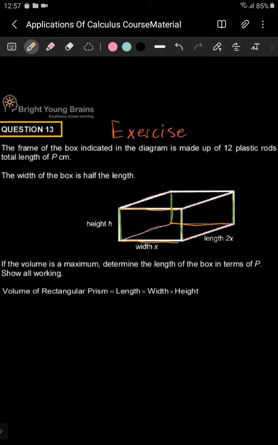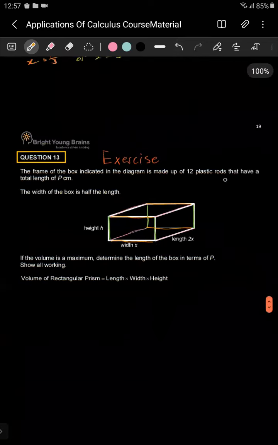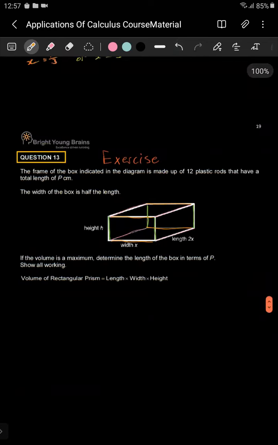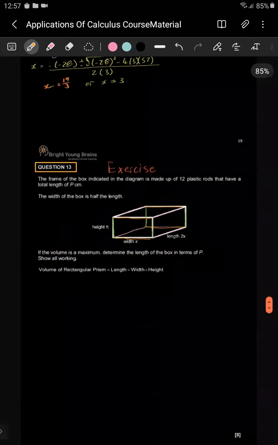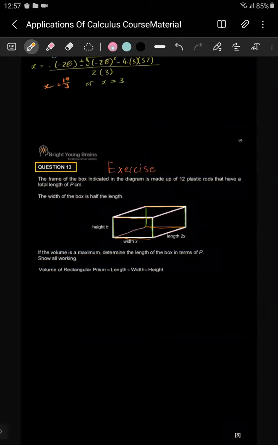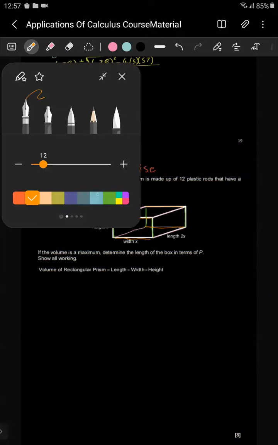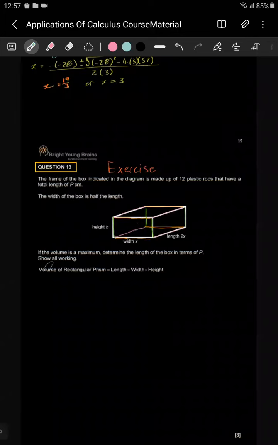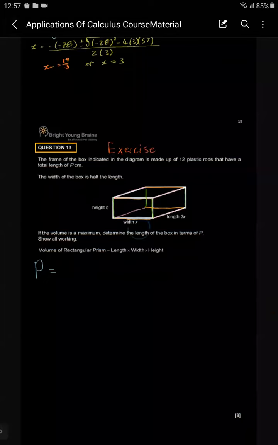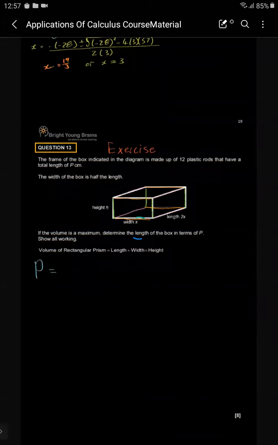So I think this is important because if you have these plastic rods here, they say it's made up of plastic rods that have a total length of p centimeters. So before we even carry on, we just want to be able to put our information in order. So the p here is technically all our different sides put together.